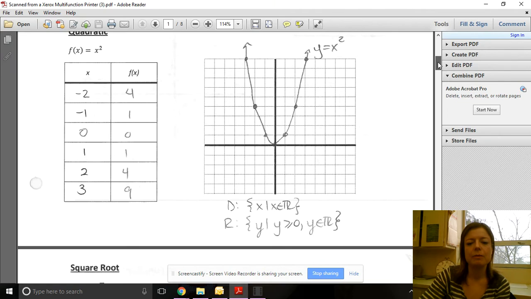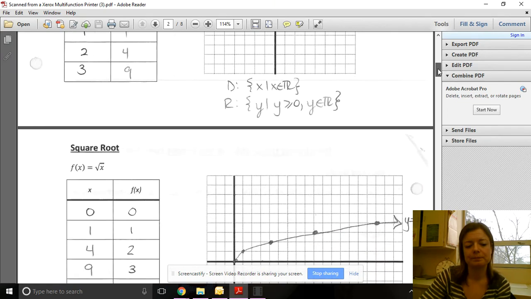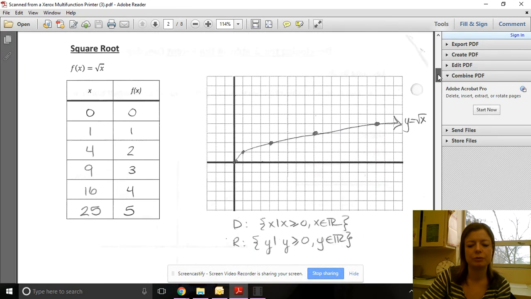Okay, so hopefully those two were review. Now we'll get into the new parent functions. Okay, so this is the square root function. We've been looking at it a bit, but what does it look like?